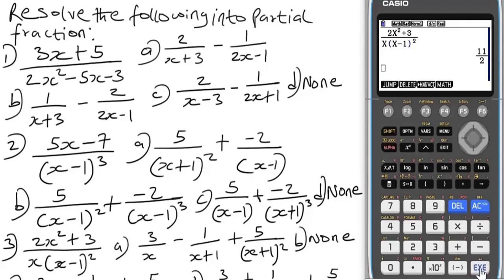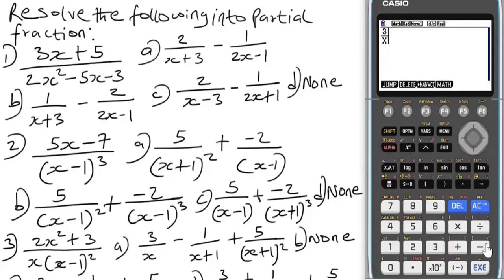11 over 2, right? Or we press the button, 5.5. Now let's simplify the options. Anyone that gives us 11 over 2 or 5.5 will be our answer. So delete everything here, delete all. Let's begin with option A. We have a fraction here, 3 over x alpha x.